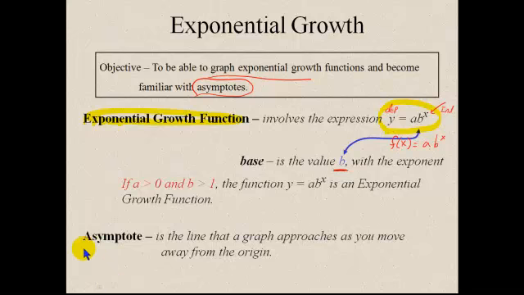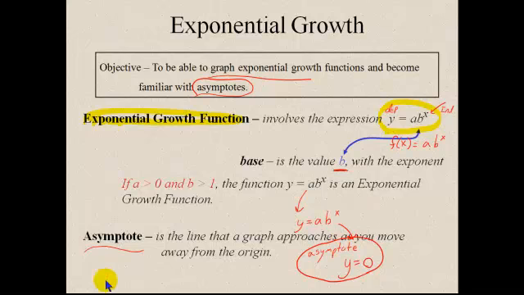And let's define this, so put this in your notes. The asymptote is a line that the graph approaches as you move away from the origin. So as we get further and further away from the origin, it approaches the asymptote. And for this one, for y is equal to a b to the x, the asymptote is always going to be the x-axis, or y is equal to 0 for this case. So for this case, we always have a y is equal to 0 asymptote.